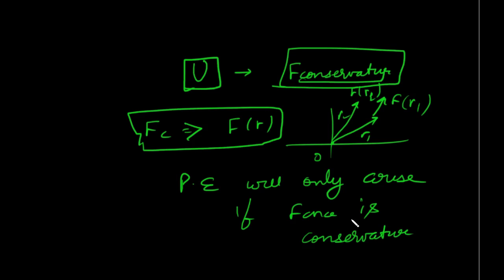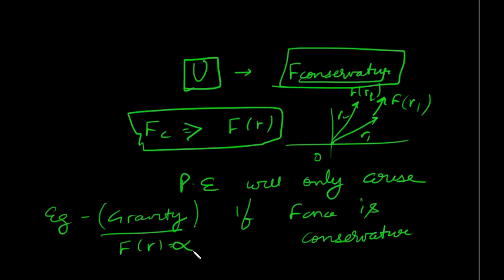okay. For example, you see gravity is a conservative force, alright, because our general formula for gravity says force is proportional to 1 by r square, alright. And we can assume masses as constant and g as constant. So you see, in general it is proportional to 1 by r square. It means that force is only dependent on r, alright.